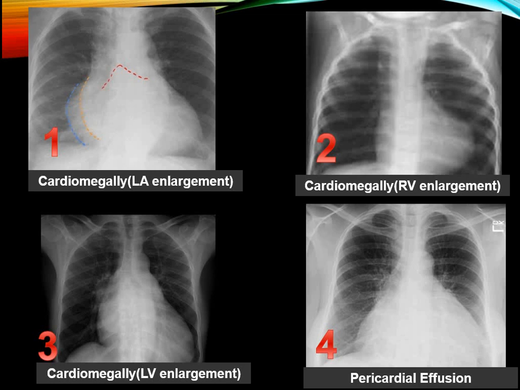The radiological features of pericardial effusion are enlargement of the cardiothoracic ratio, and the cardiac shadow will take the flask shape or globular shape heart. But still, the most important cause of enlargement of the cardiothoracic ratio is cardiomegaly.